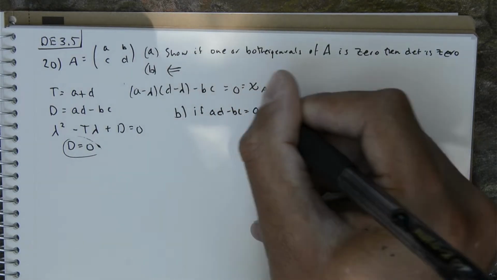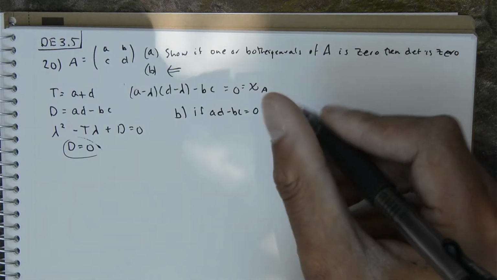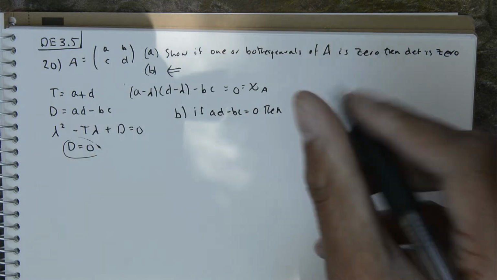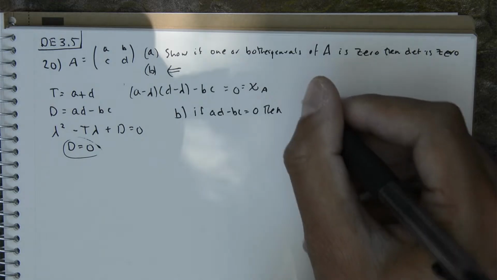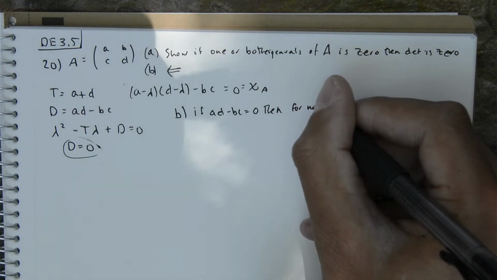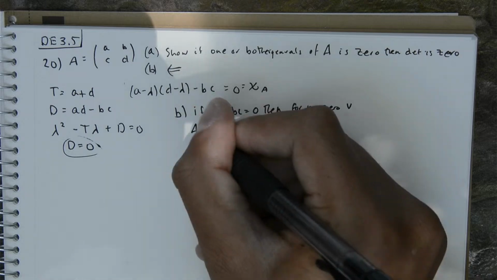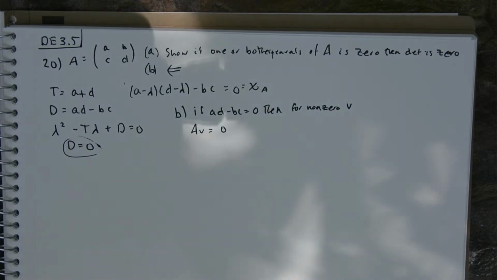Now we want to go the other way, B, and we want to show that if AD minus BC equals 0, then there's an eigenvalue of 0. We can say this in a bunch of ways, but for non-zero V, AV is equal to 0. This one's actually the harder one, huh?